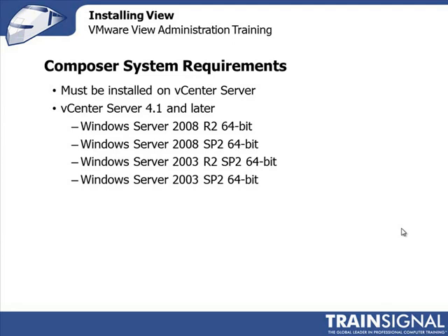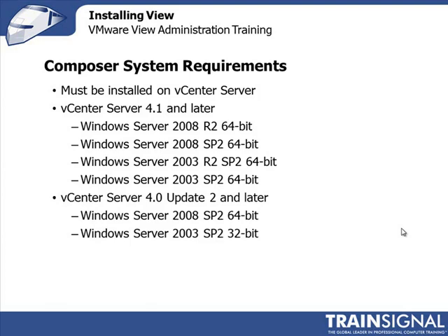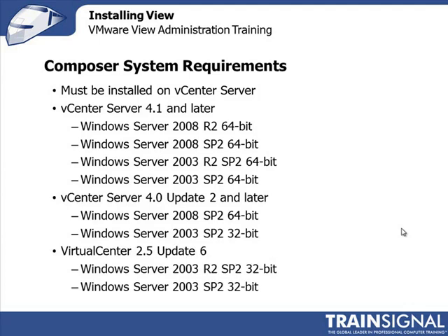So for vCenter 4.1, you need to make sure to use a 64-bit version of Windows 2008 or 2003. This, of course, is because vCenter 4.1 is a 64-bit only application. If you're using vCenter 4 Update 2, you can choose either a 64-bit version of 2008 or a 32-bit version of 2003. Finally, if you're using Virtual Center 2.5 Update 6, you must use a Windows Server 2003 32-bit operating system.